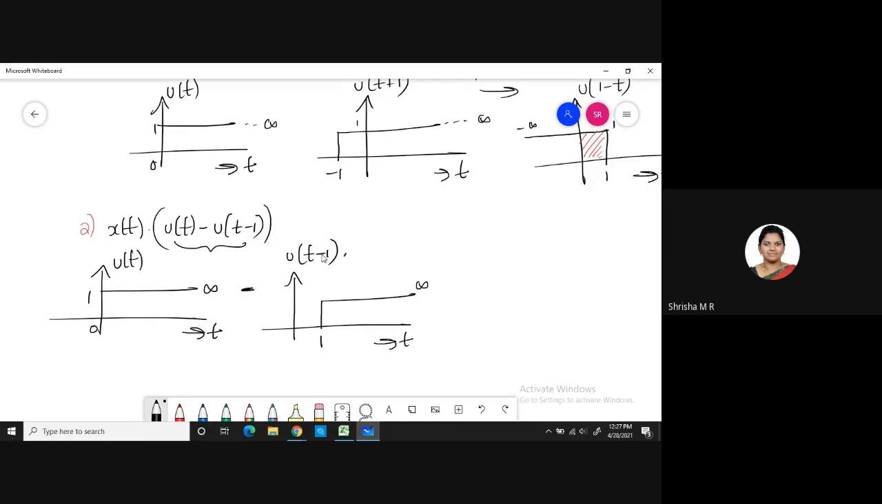So if you subtract these two signals, what do you get? u of t minus u of t minus 1. From 0 to 1 it will exist. In u of t, it's starting from 0 with an amplitude 1, whereas here it's starting from 1 with an amplitude 1. What is the signal at 0 here? It is 0 only, correct? So 1 minus 0 will be 1. At instant 1, in u of t you have amplitude 1, and here also you have 1. So 1 minus 1 will be 0. So the signal exists from 0 to 1 with an amplitude 1.